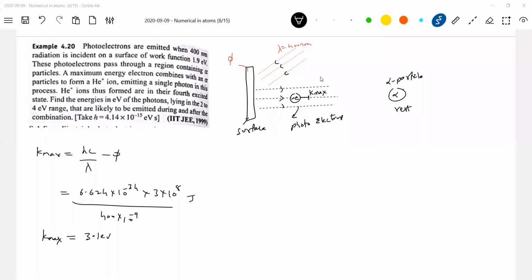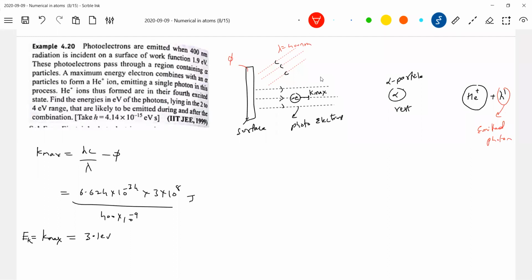Now this particular kinetic energy of the photoelectron, let me call K. Now, the electron will capture the alpha particle. When the alpha particle captures it, it will become helium plus, it will become an atom. And meanwhile, it will give out one photon. Lambda dash, you call it. Fine. So this much is there.